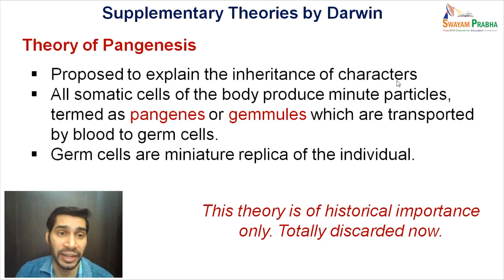All somatic cells of the body produce minute particles termed pangenes or gemmules. According to Darwin, these pangenes or gemmules are transported by blood to the germ cells. So all somatic cells produce pangenes, and by blood, they reach the germ cells. Hence, germ cells are a miniature replica of the whole individual. And when they get fused or fertilized, they start making a new individual according to the replica that they are carrying.